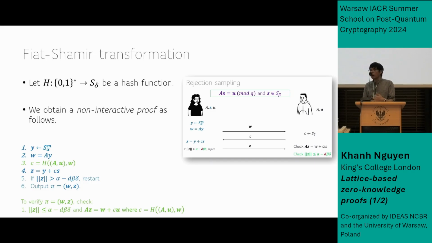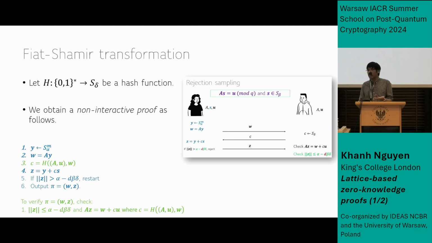And then instead of sending the W and getting the C, it computes C as an output of a hash function. So we put in all the public parameters, the statement, and the W, which was the first message. And then after obtaining the C, the prover just continues as before. So it computes Z equal to Y plus CS, does the norm check, so the rejection sampling, and then it outputs pi equal to (W, Z).